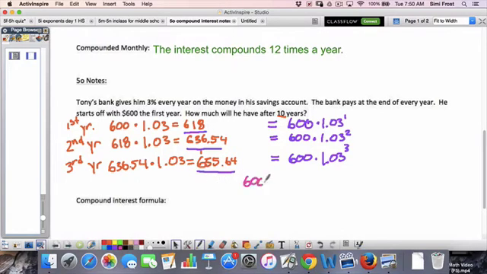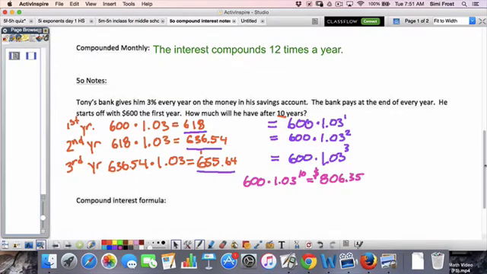We would have 600 times 1.03 to the power of 10. Plug that into your calculator, and at the end of 10 years, Tony here is going to have $806.35 for doing absolutely nothing but just leaving his money in a bank account. So he earned $206.35. That may not seem like a lot of money, but keep in mind if you start off with a lot more, this is a lot more after your 10 years. But it is, either way, about $200 he earned for doing nothing.